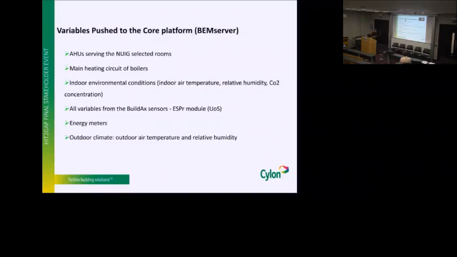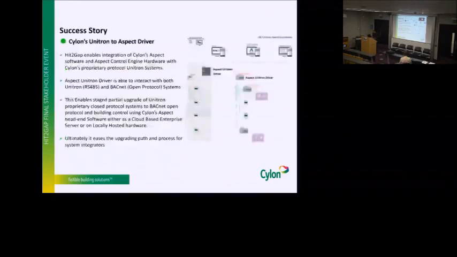So this is an example of some of the variables that we had to push from the Alice-Perry building. So we're looking at the AHU, we're looking at main heating circuits, we're looking at temperature, relative humidity, and CO2. All this information had to be pulled together into our Amazon database and then pushed into the platform for model developers to use.